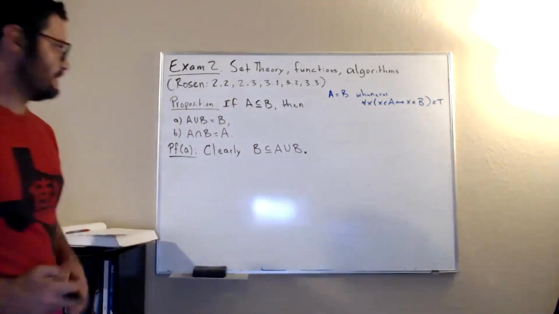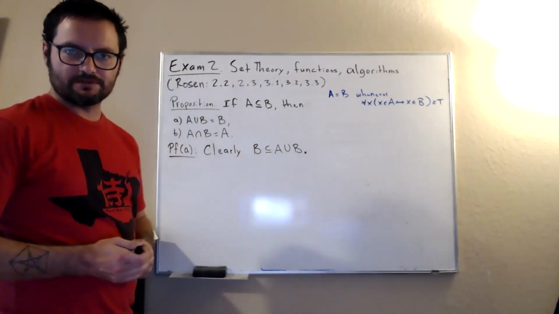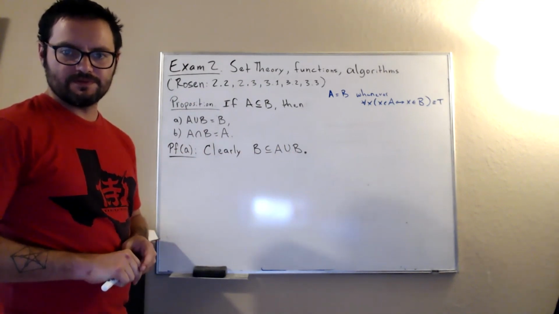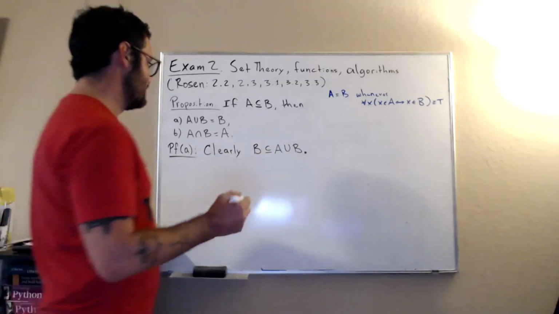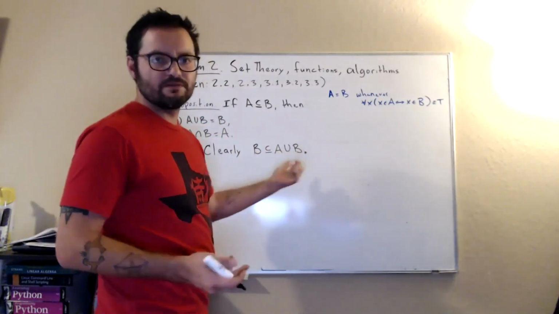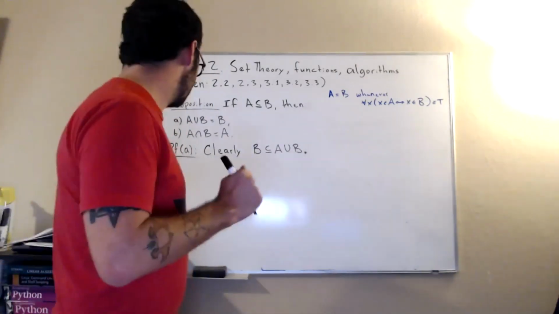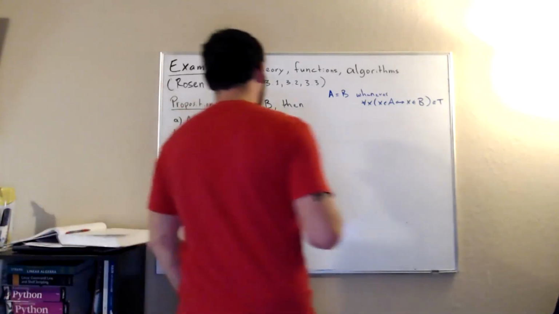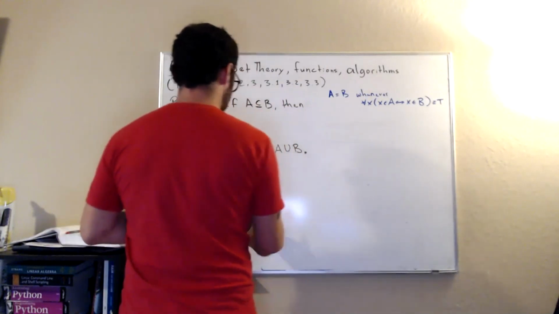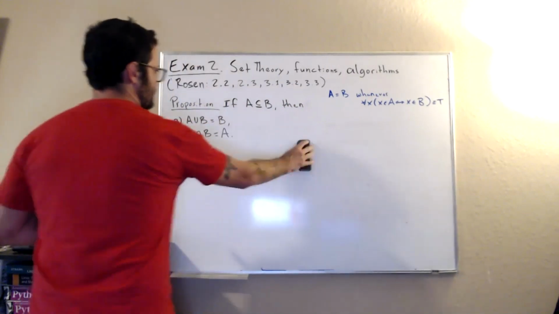Now, is that clear to people that this is a subset of the union? Type yes or no, someone. Yes. Right, because if you pick something in B, obviously it's going to satisfy being in A or in B. Okay, good. All right. So I'm trying to piece this together in the nicest way possible.